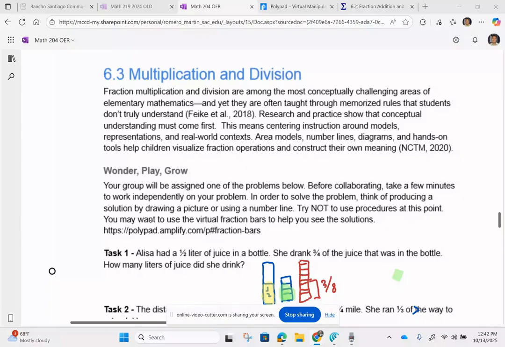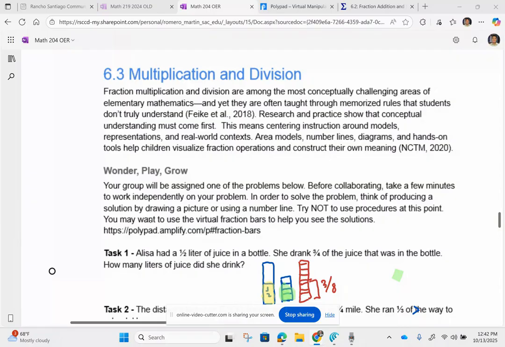Let's go ahead and take a look at multiplication and division of fractions. Again, this is often one of the most conceptually challenging areas of elementary mathematics, and yet it is often taught through memorized rules that students just don't understand. And so what we learned is, again, having fractions be visual is a great entry point, right, to center instruction around models, around real world context. So let's take a look to see what that could mean for us.